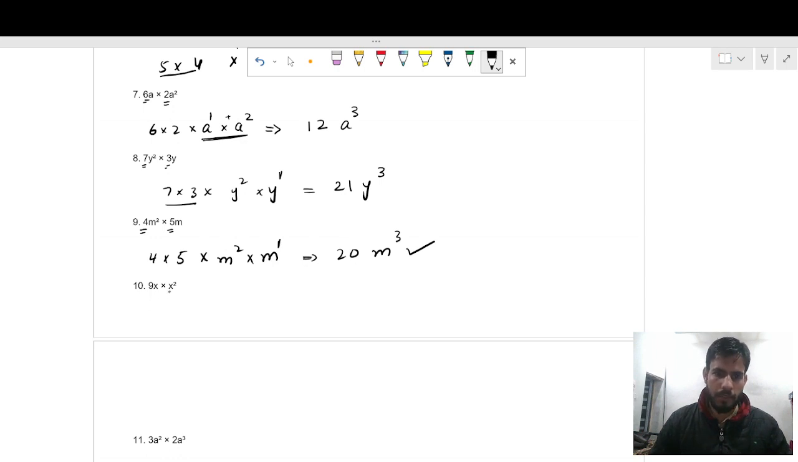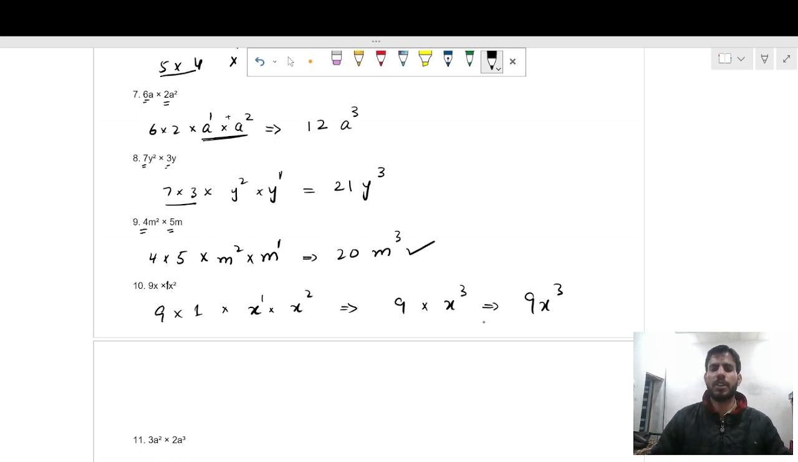9 times, again if there is no variable here, it is invisible 1 here as well. The coefficient is also invisible 1, so 9 times 1 is 9 times 1 times x squared, x times x squared. Now again we have the same situation, 9 times 1 is 9 times x to the power of 1 plus 2 is 3, so x to the power of 3, which is the same as 9x cubed, because we don't write a multiplication sign when we have a variable and a constant multiplying with each other.